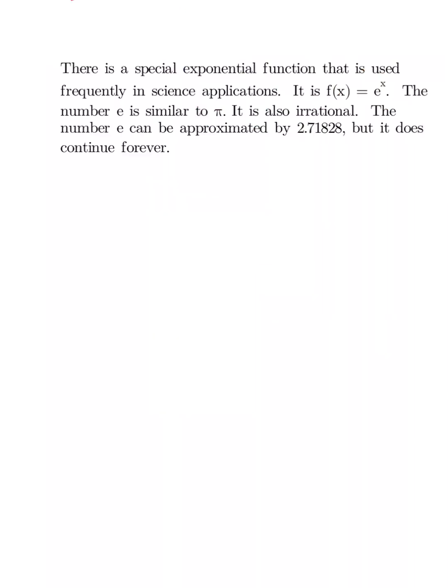There's a special exponential function that is used frequently in science applications and also in some business applications. It is f of x equals e to the x. The number e is similar to pi. It is also irrational, exactly the way pi is irrational. The number e can be approximated by 2.71828, but it does continue forever.